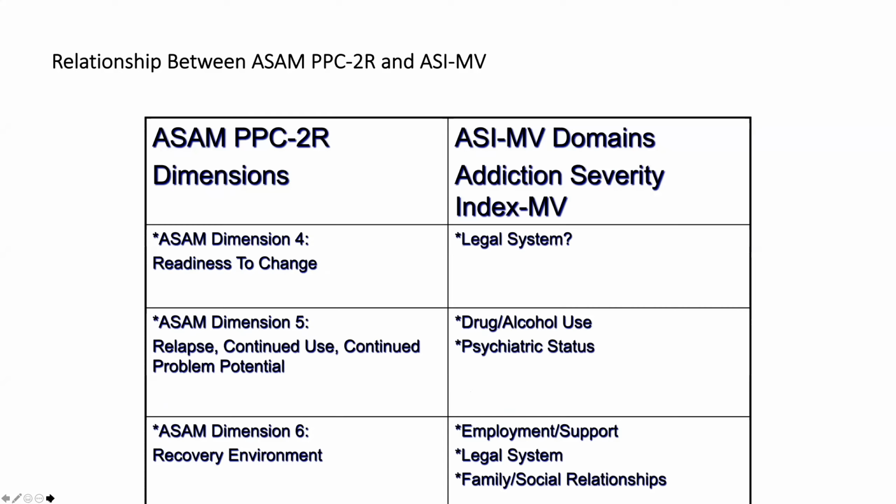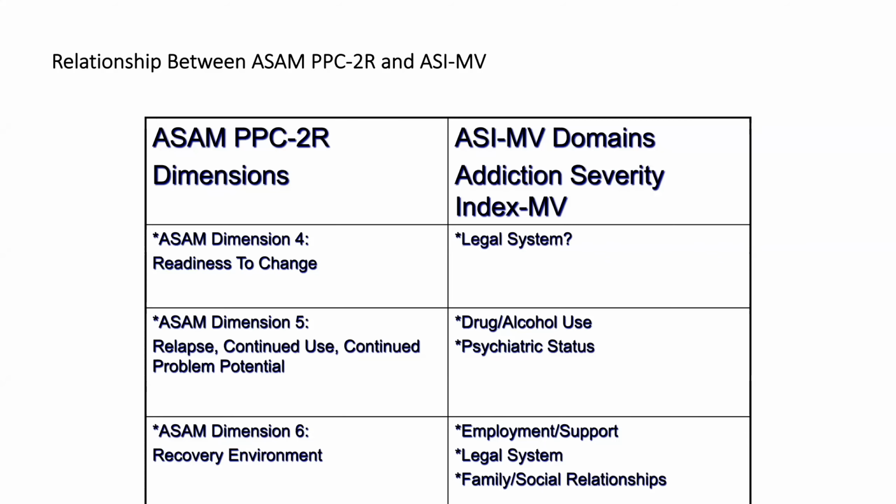Dimension 5 has to do with relapse potential, whether or not they're going to continue to use, and this may be related to both long-term drug or alcohol use, or it may be because they have a significant bipolar disorder or their ADHD or whatever. So that 5th dimension has to do with relapse and what we need to do to address relapse potential in the individual. And then dimension 6 has to do with the recovery environment.